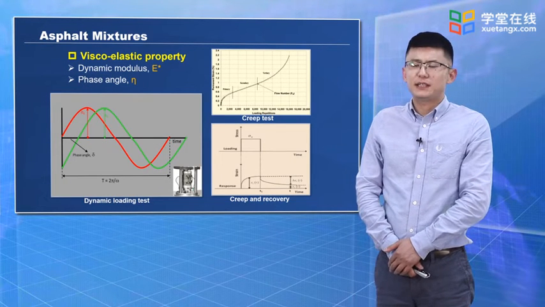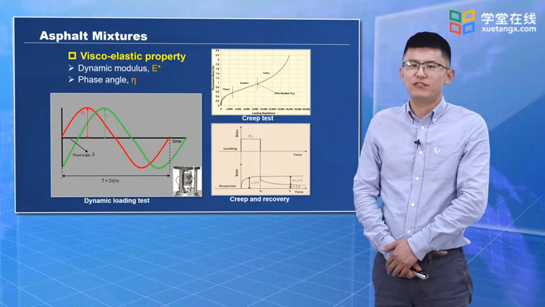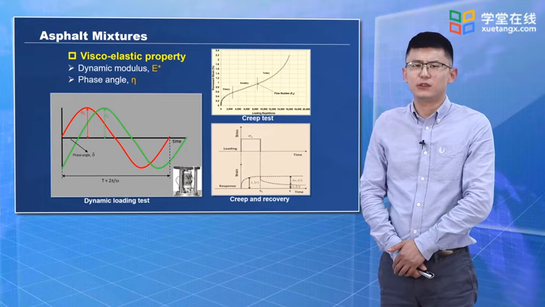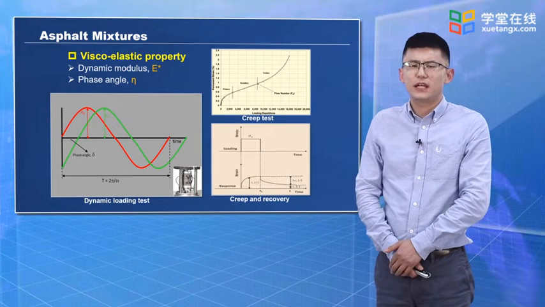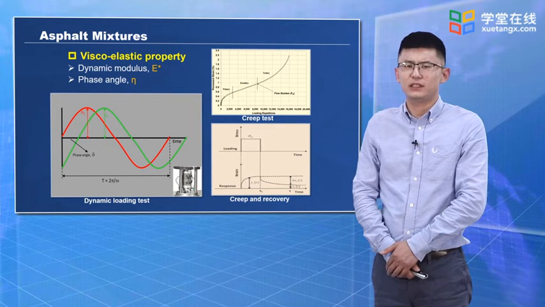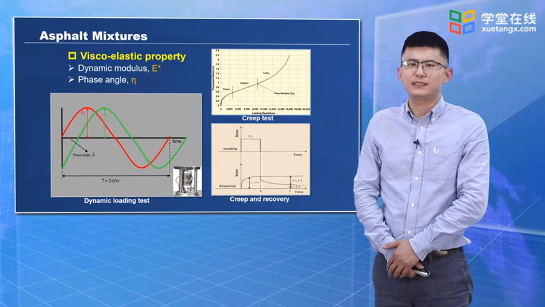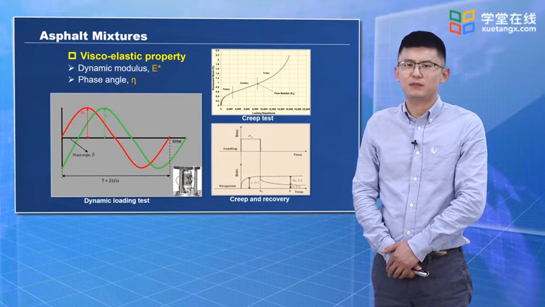The viscoelastic property is one of the distinct or unique properties of asphalt mixtures. So what is the viscoelastic property? We know that an elastic material, for example concrete, is generally elastic. And a viscous material, for example water, is viscous. But what is a viscoelastic material?